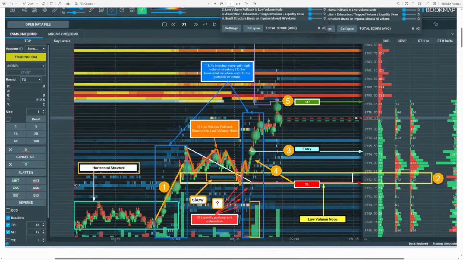I just would like to know a little bit more about what you have there labeled as your number 3, liquidity pushing and exhaustion. Yes, I didn't know if that was a skew, or I did not really recognize the skew. So for me, it's a kind of skew, but we have some liquidity below, and this liquidity seems to be more skewed than this one, and I was a little bit confused with this.